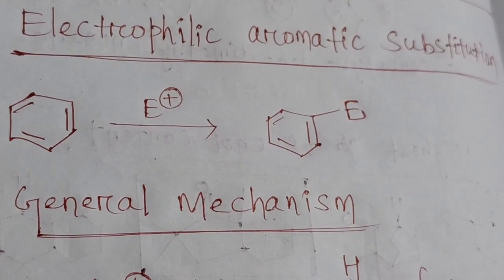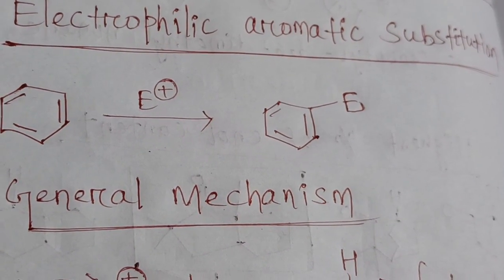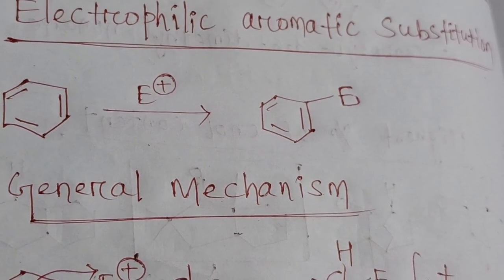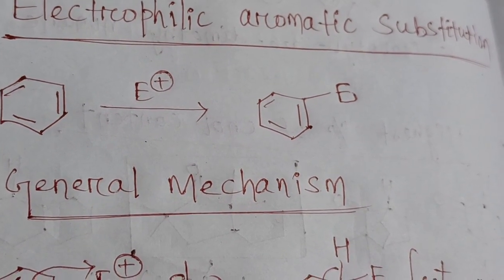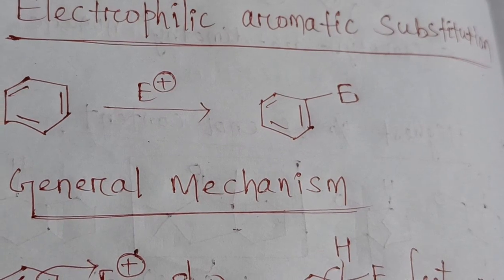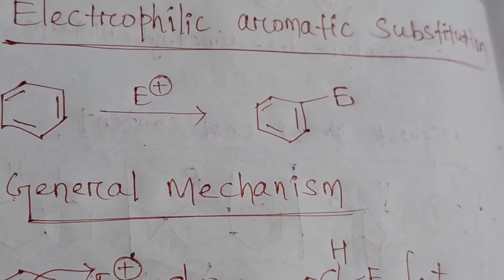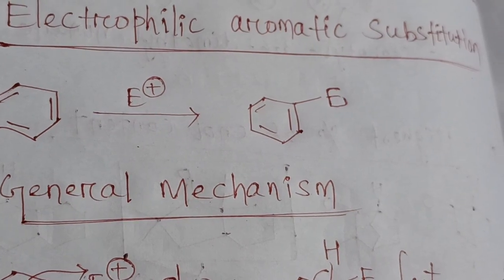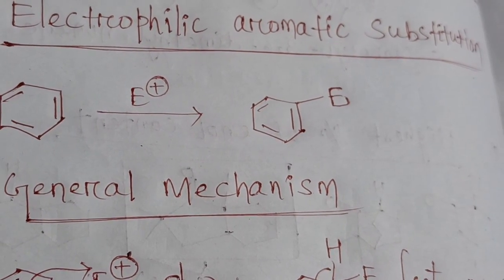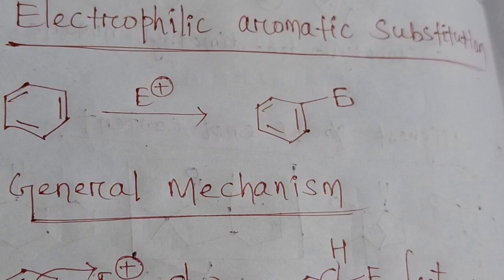Electrophilic aromatic substitution reaction on benzene. When benzene reacts with any electrophile, it gives a substitution product, not the addition product. Benzene is very unreactive. It combines only with very reactive, usually cationic electrophiles. So it gives a substitution product, not the addition product.